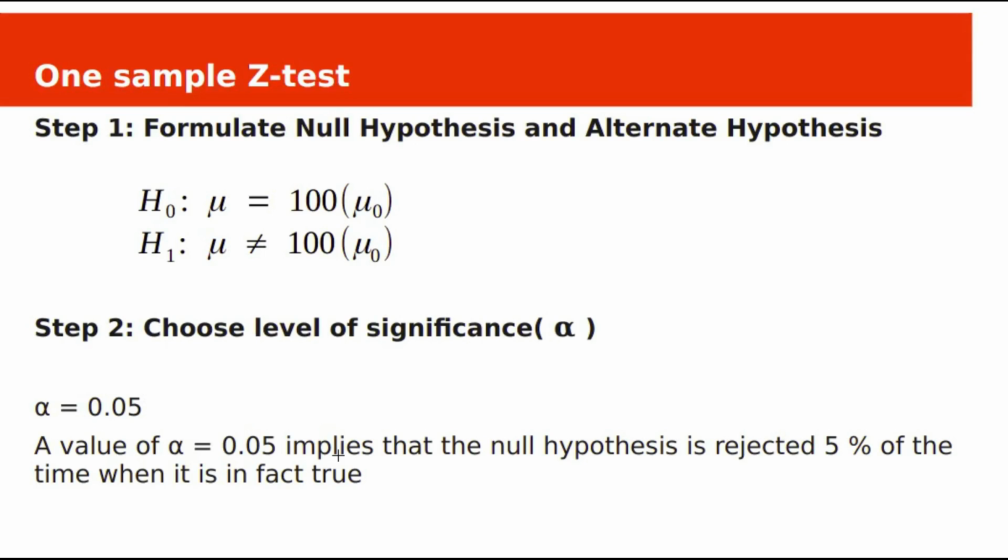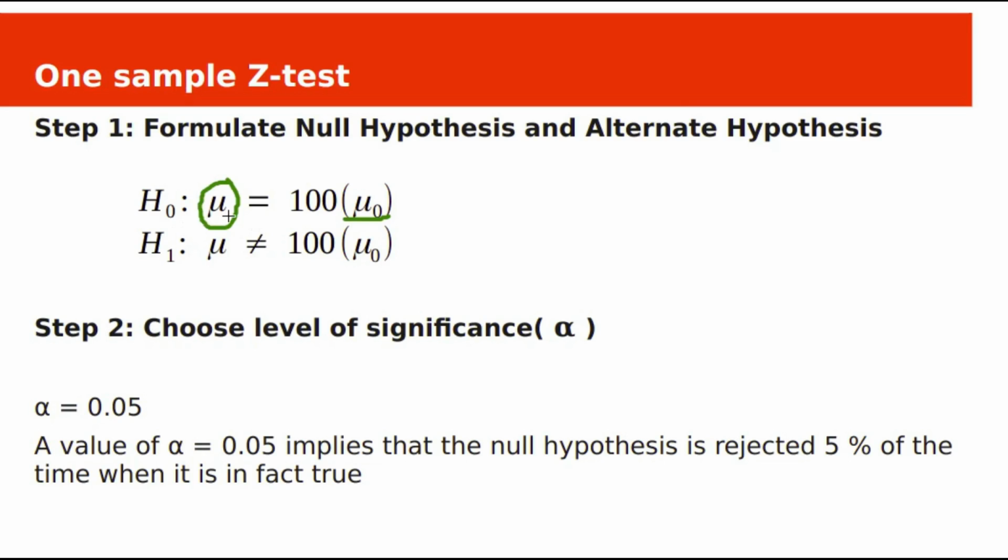We have already seen hypothesis testing with statistical significance have 5 steps. The first step is we need to formulate null and alternate hypothesis. Null hypothesis is h naught: mu equal to 100. 100 is the regional mean. It is hypothesized mean. We denote it with mu naught.